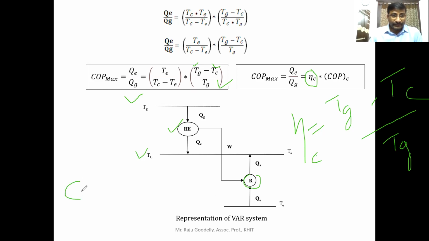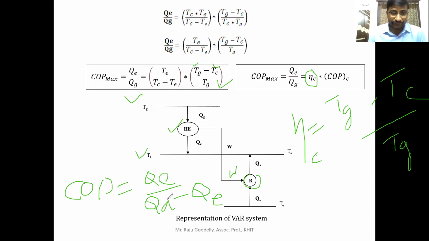The COP of this refrigerator can be written as the refrigeration effect, that is QE, the heat extracted in the evaporator, divided by the work given to the system. Work can be written as QA minus QE, since net work is equal to net heat transfer. So COP is QE by QA minus QE.